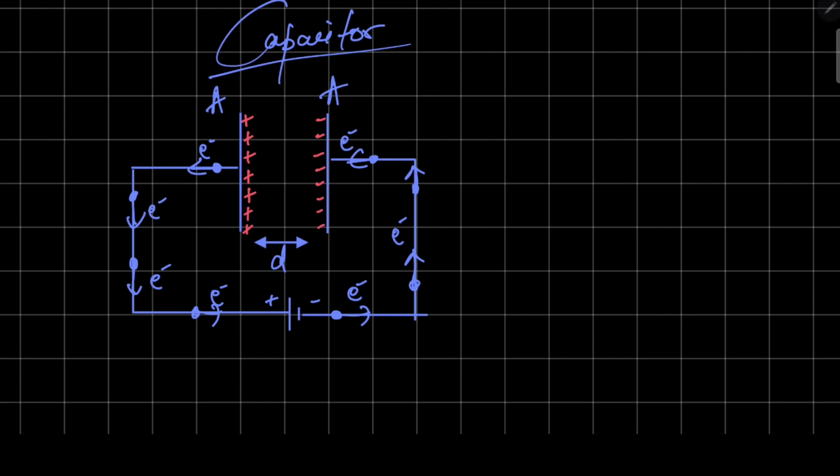Since the number of electrons pulled from the positive plate is the same as the number of electrons getting into the other plate, if the first plate gets plus q charge, the second plate gets minus q charge. So this is how the charges are stored in a capacitor.